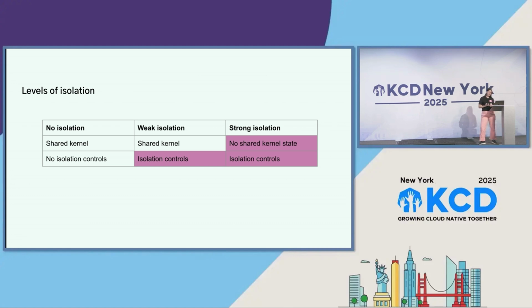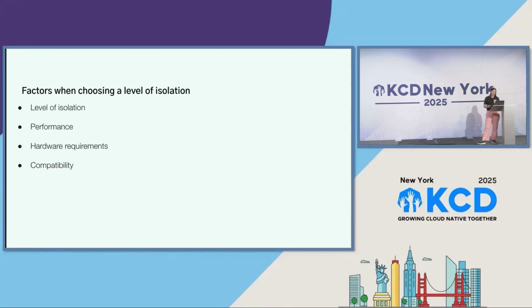So strong isolation has no shared kernel space between containers. That's how we're going to define it today. This means no shared kernel, no shared address space. Weak isolation still provides some isolation between the containers, but it doesn't have a fully separate kernel and address space for each of them. And no isolation is what you have when you don't have any of these different protections.